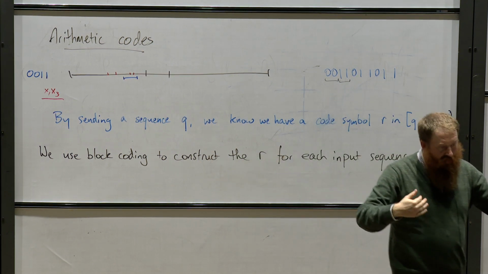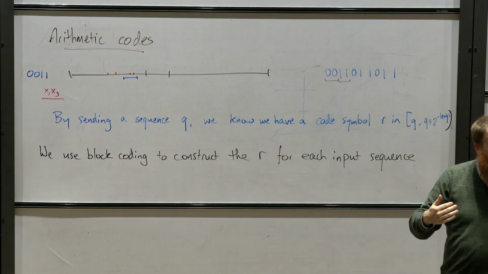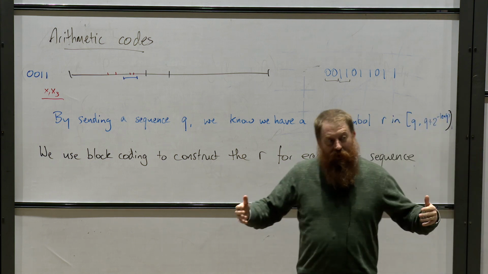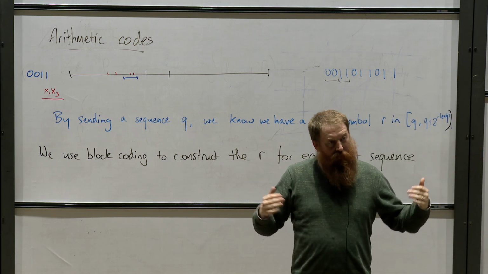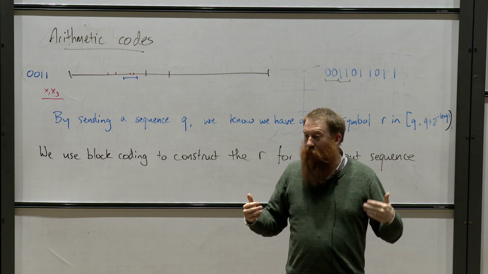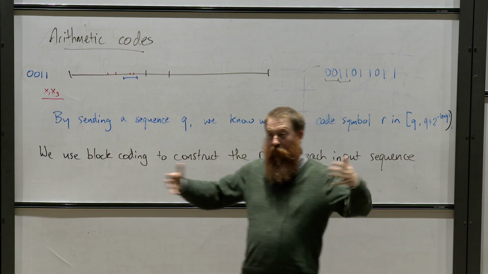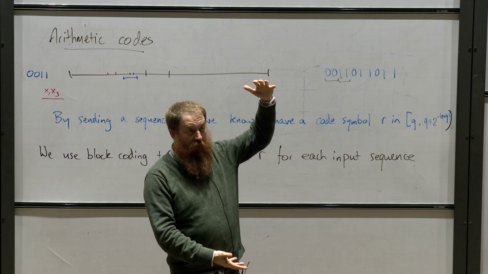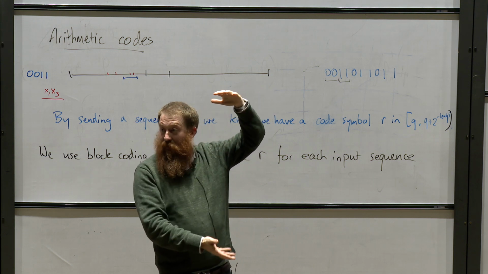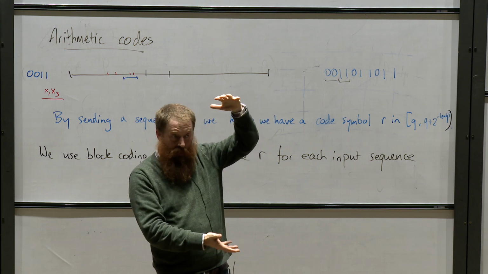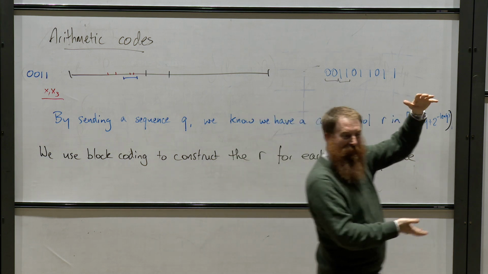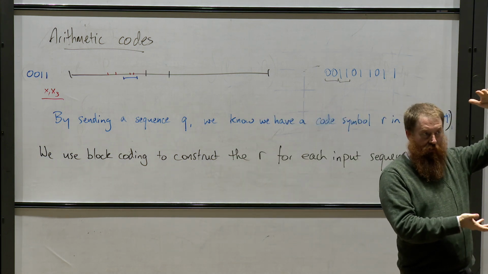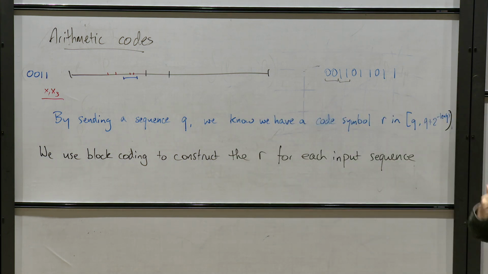If I do a block code using something like a Huffman code, I need to enumerate all of the possible sequences. That becomes very, very inefficient because I've got to store this huge list of possible things I could encode. I've got to store how I'm coding them up, and transmitting that is expensive. So storing that information is expensive. So here we can do it directly.